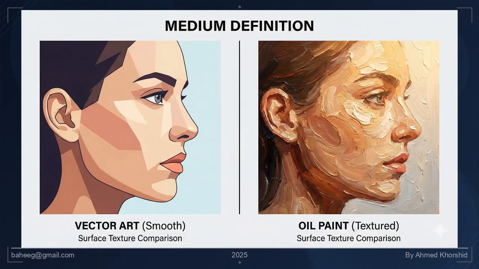Figure: extra detailed AI-ready prompt for an AI-generated diagram showing a split-screen comparison. Left side, a close-up of a digital face rendered in clean, smooth vector art style. Right side, the same face rendered with thick, messy oil paint textures where the lighting catches the ridges of the paint. The diagram should be labeled medium definition to highlight surface texture differences.